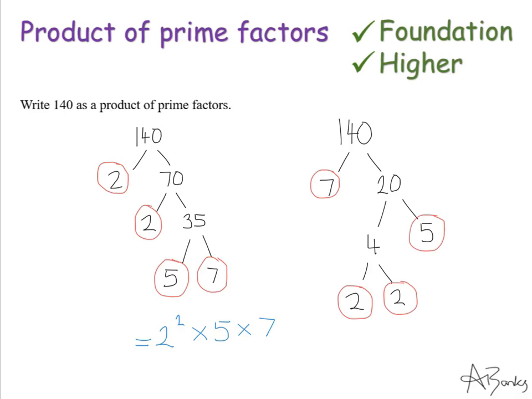Now, as I said before, there are different ways of doing this. So here's just a couple more examples to show you. The 140 could have been split up into 2 and 70 first and split up from there. Or it could have been split into 7 and 20. There are lots of different ways of doing it. But as long as you do it right and follow the steps, you should get the same answer of 2 squared times 5 times 7. Remember, it's multiply because it's product of prime factors, which means multiply.